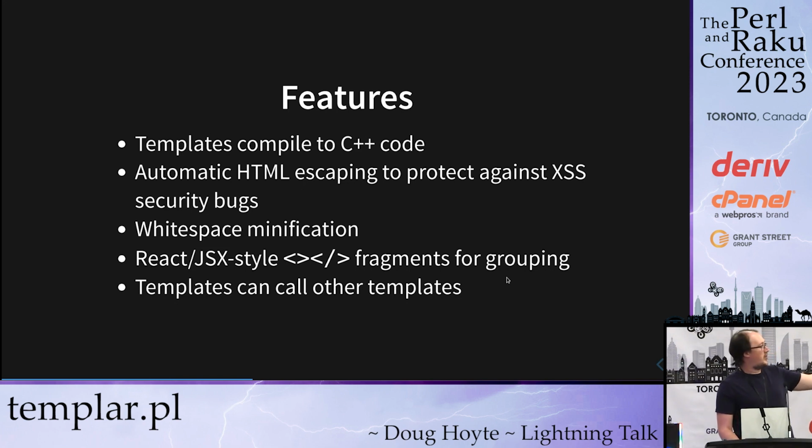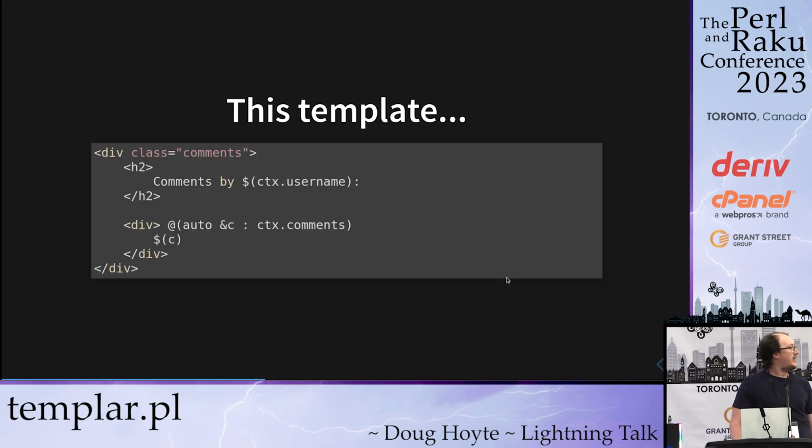Just like hypertext CPP, it compiles to C++ code, which I have my reasons for. Some of the features: it automatically does HTML escaping, turning characters into HTML entities to prevent cross-site scripting attacks. It minifies whitespace. It handles things like if you don't want empty tags for grouping. Templates can call other templates as sub-templates and things like that. So this is basically what it does.